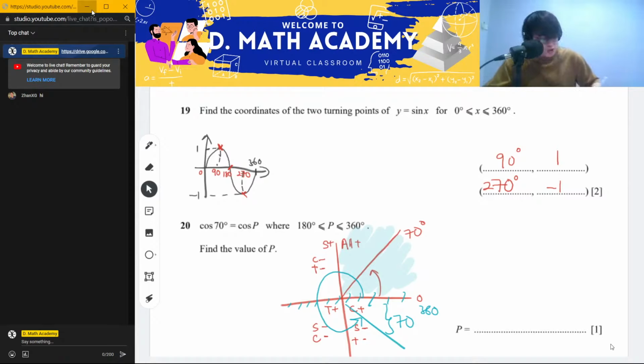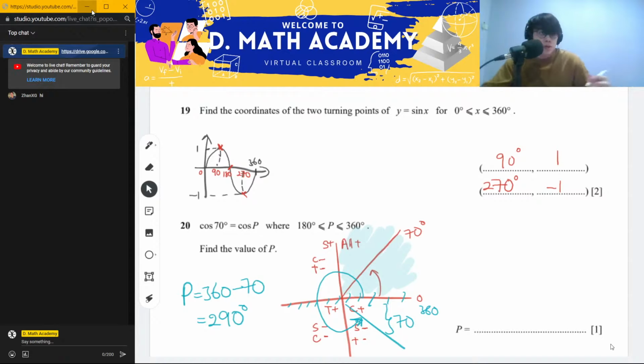Okay, so your answer here is, when you turn all the way around, your value will be 360 minus 70. You will end up with 290 as your final answer. Okay, that's how you check your results for this particular section, or for your P here. So it plays around with your quadrant concept.